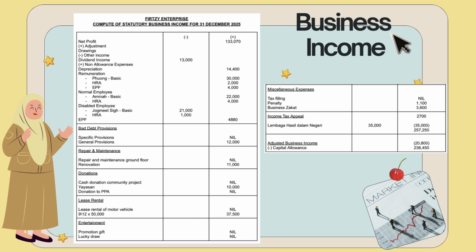tax rules. Some expenses, such as the salary and HRA for the disabled employee and the tax refund from LHDN, are allowed, so they are deducted. After all the adjustments, the adjusted business income is RM 257,250. Finally, after deducting the capital allowance of RM 2,800, the statutory business income is RM 236,450.